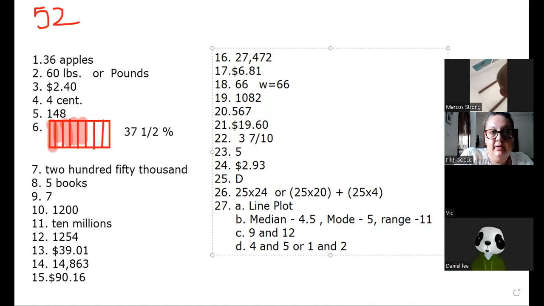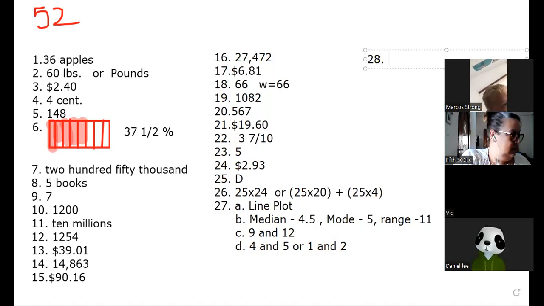Oh, what happened? Okay, number 28. Sorry, I have to flip my page over here.